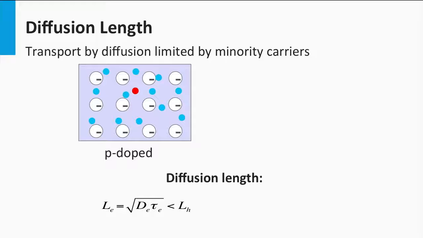The holes, the blue dots, are the majority charge carriers and the electrons, the red dots, are the minority charge carriers. The holes have a small probability that they will meet an electron, and therefore the recombination rate for holes is small. On the other hand, the electrons have a high probability to meet one of the holes, as the hole density is many orders of magnitude higher. This means that the recombination rate for the electrons is high, or in other words, the diffusion length of the electrons, Le, is shorter than that of the holes, Lh.